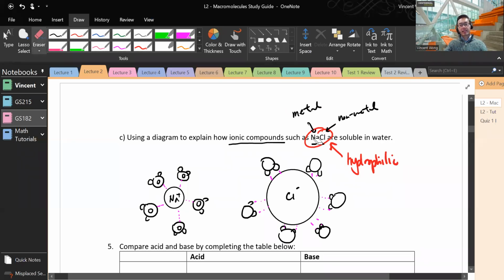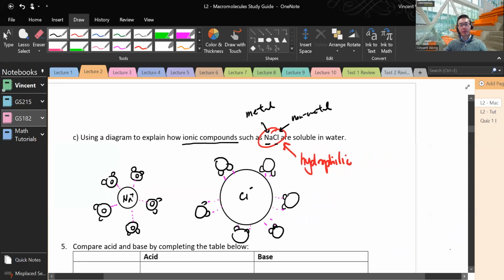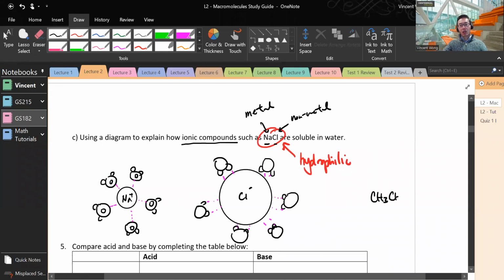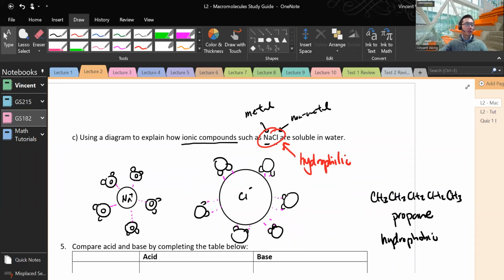So if things cannot separate into positive and negative, then they won't be able to dissolve in water. Then we call it hydrophobic. So something like this, something that has a lot of hydrocarbons in it. This is propane, and that is hydrophobic. When you put it in water, it's not going to separate into positive and negative, and the water is not going to be able to surround it like it could for the sodium chloride, and that will be insoluble in water.